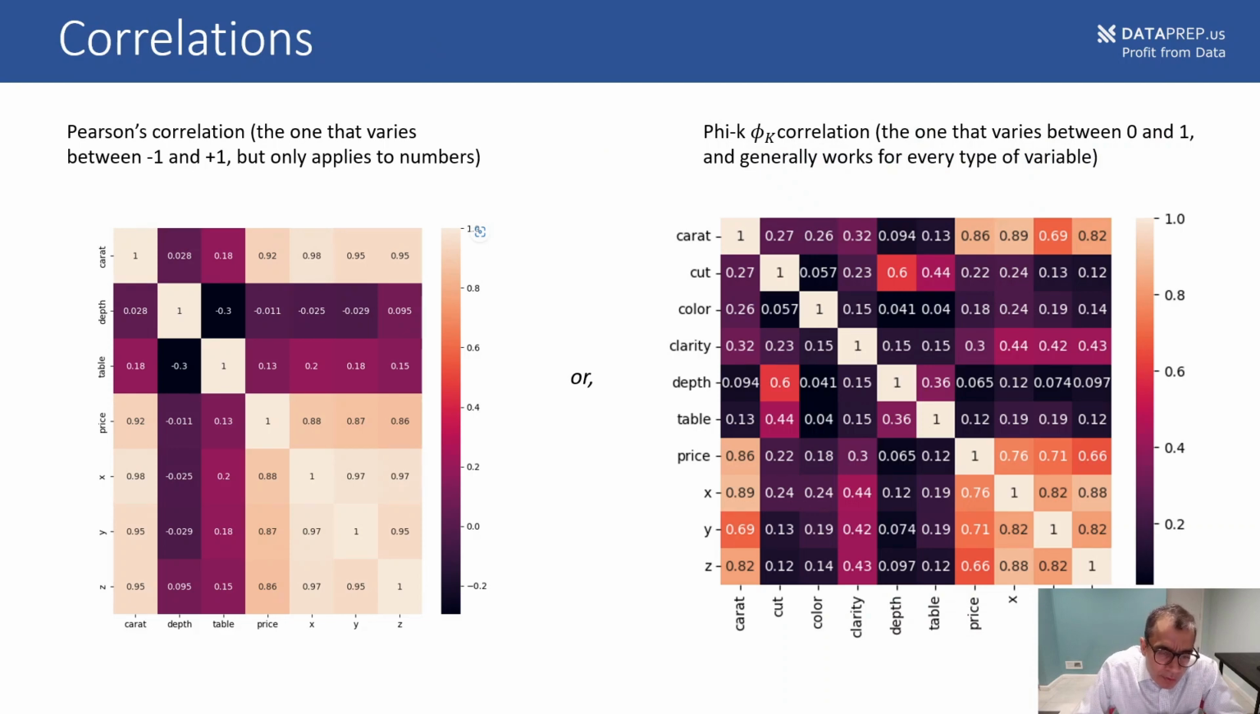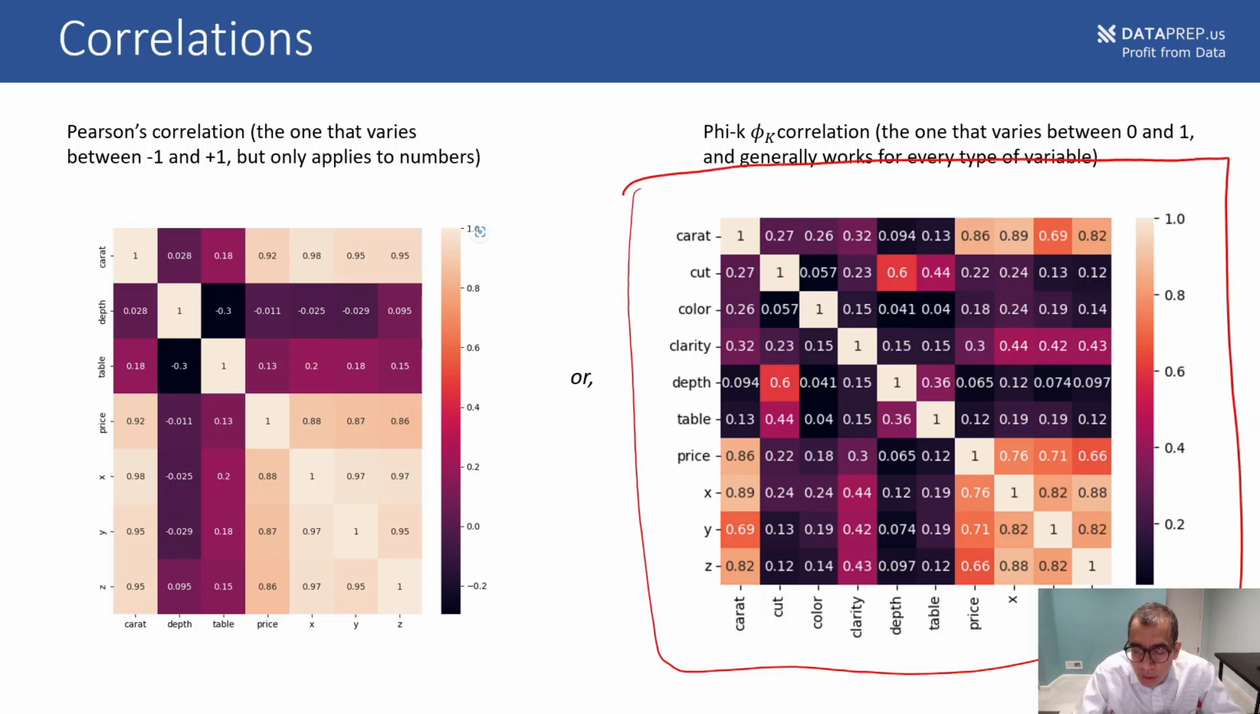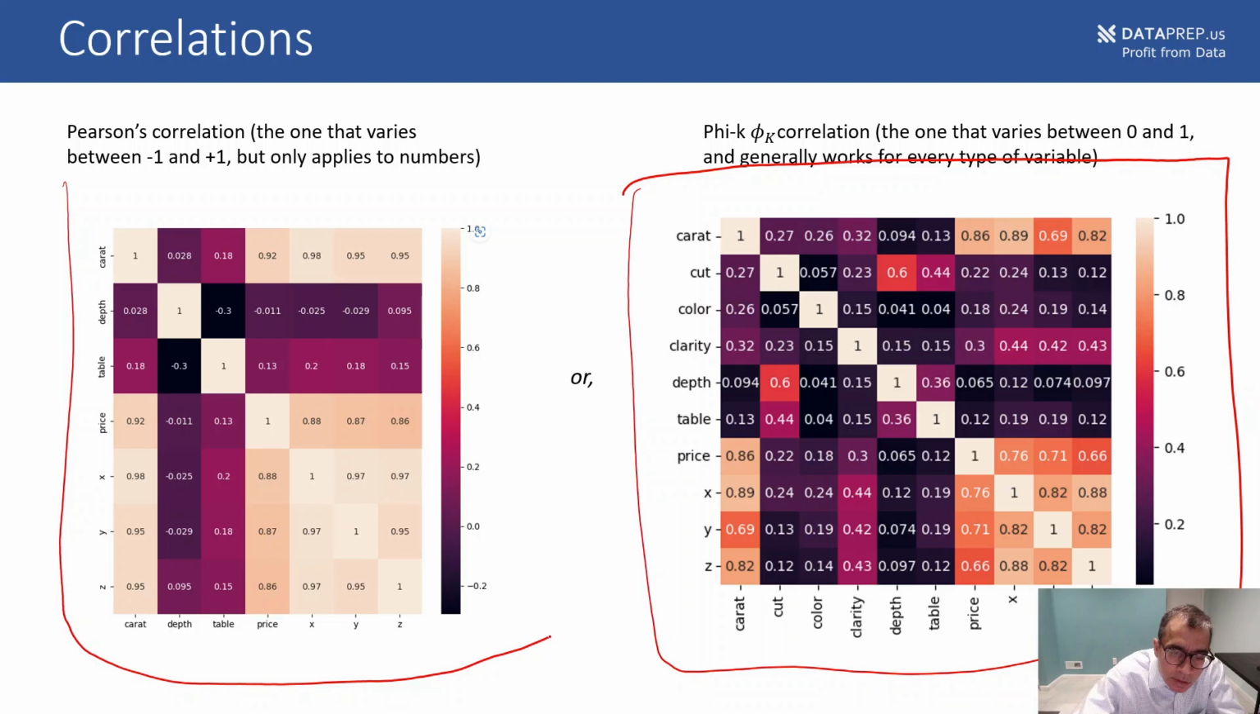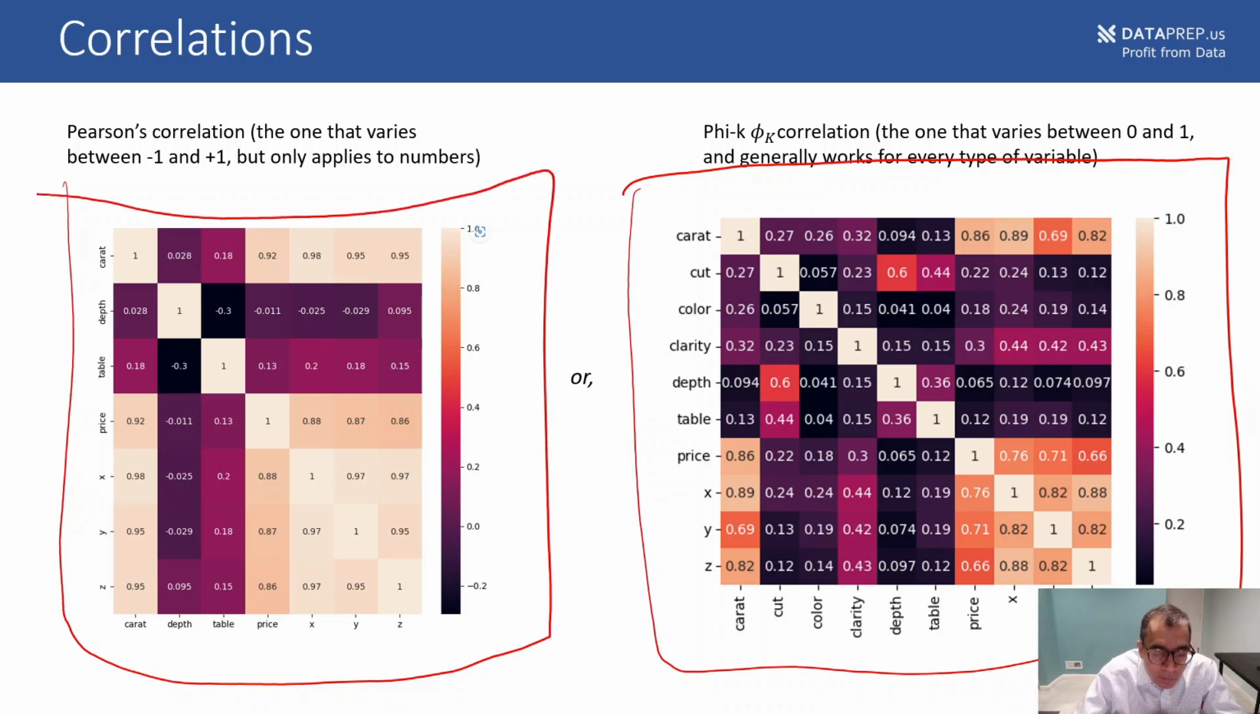On this slide, we have two comparative calculations of correlation. This that you see here is the phi-k based correlation calculations. This is the same as the one on the previous slide, except that this is in a different color. And what we have here is the Pearson's correlation calculations. These are the ones that vary between -1 and +1 and relate only to numbers. What you will notice is that the categorical variables are missing here. It only looks at numerical variables because that's the only kind it can be applied to.